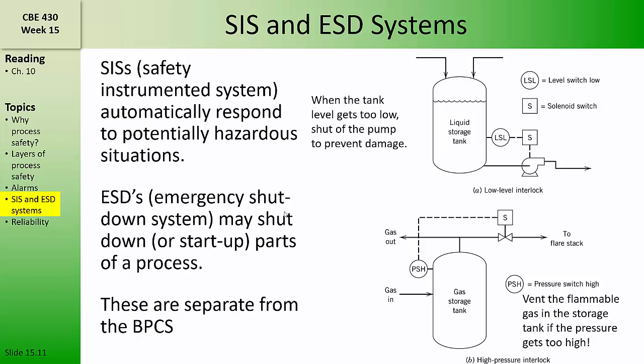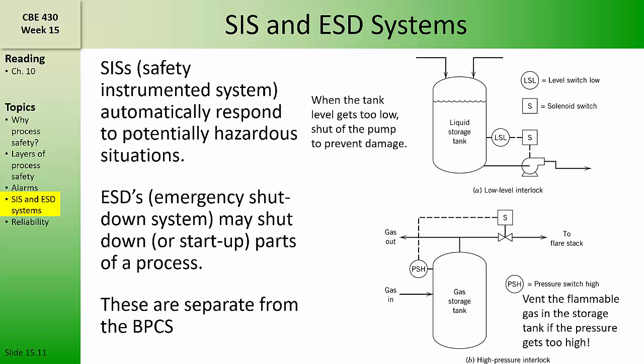Emergency shutdown systems include sensors and switches, but they also include additional piping and valves and other components. Emergency shutdown systems are designed to shut down, or in some cases, start up parts of a process in emergency situations that are detected by values of process variables. For example, in this gas storage tank, there is a high pressure switch which actuates a solenoid opening a valve that vents the contents of the tank to a flare stack.